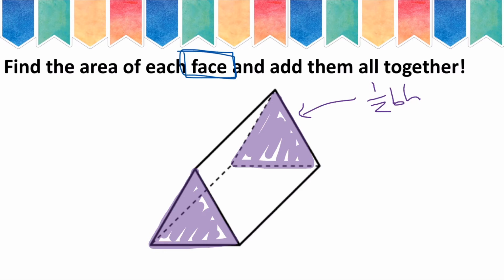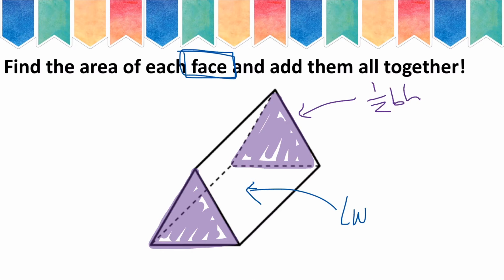Also in a triangular prism, we have three rectangular sides. So there's one here. There's also one on the bottom. And there would be one off to the left-hand side. So there's kind of three rectangles going around the outside of the triangular prism. And for those sides, we're going to use length times width because they are rectangles.